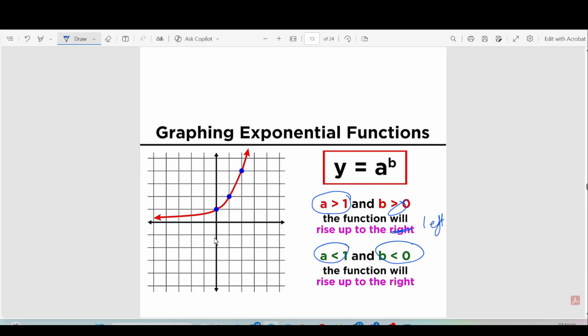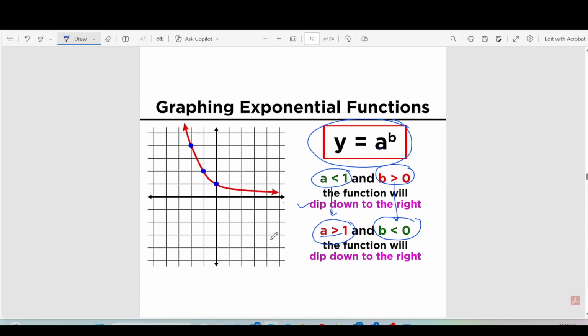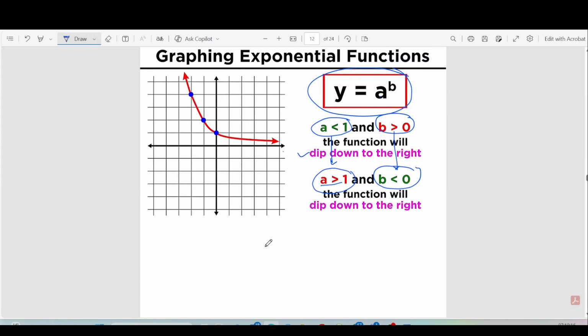Okay, so wait, let me go through this. If a is less than 1 and b is greater than 0, go down to the right. If a is less than 1 and b is greater than, wait, what? y equals a times b^x. So if y equals ab^x, no matter what happens, it's just going to the right.